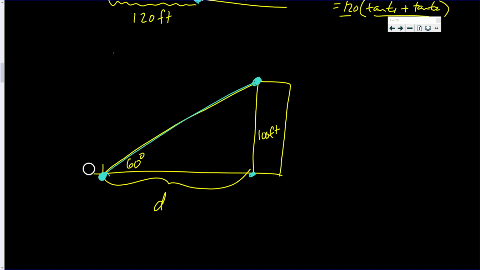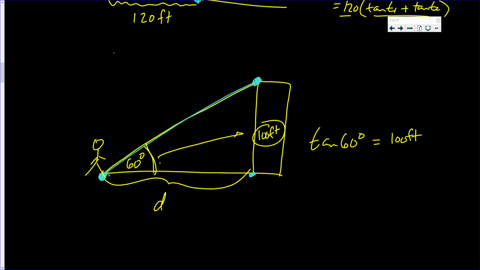The bottom line is you decide to stand right here and measure the distance by figuring out this angle and knowing this building is 100 feet tall. So now you know that the tangent of 60 degrees, tangent of this angle, is the opposite divided by the adjacent, which is D.